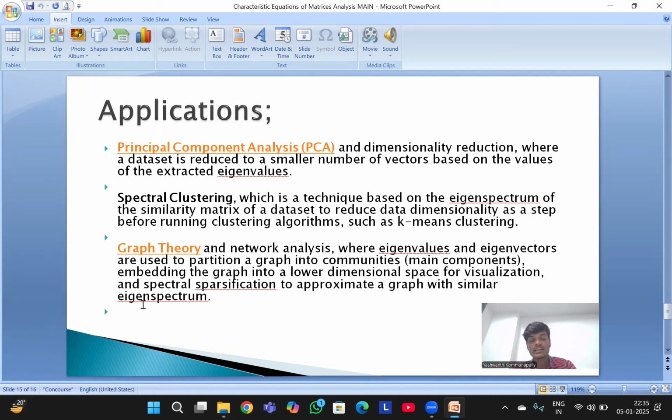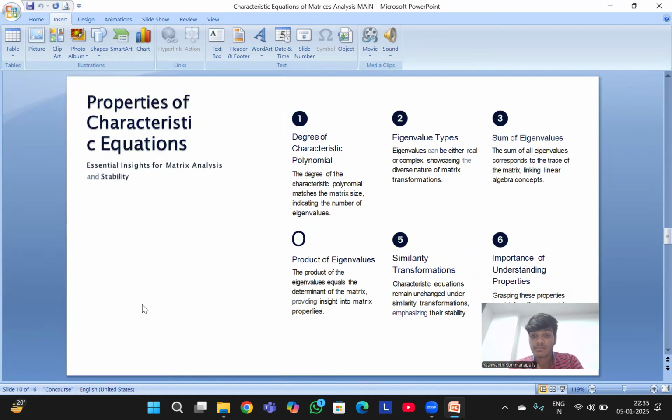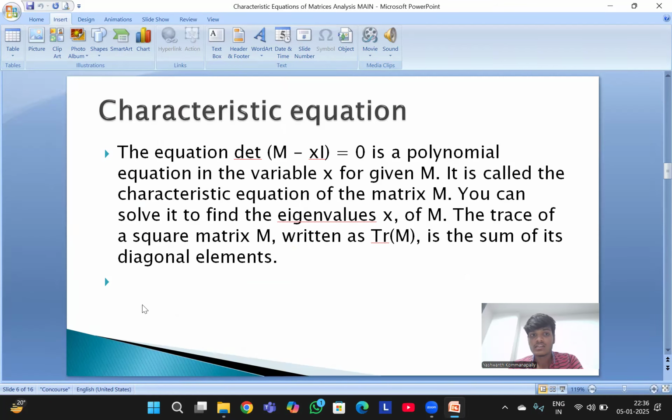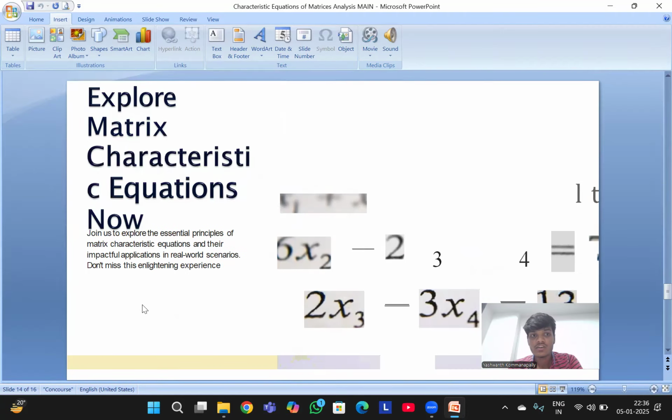It is totally about the characteristic equation, its definition, applications, the formula, examples and the formations, and all the definitions which are related to the matrix, like square matrix and matrix definition and any other. Then the understanding of the characteristic equations, the properties, and the pitfalls, and all topics are covered in this video.